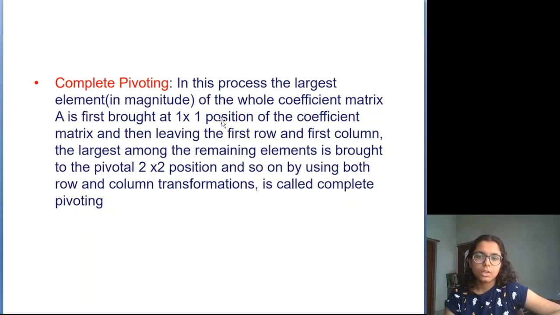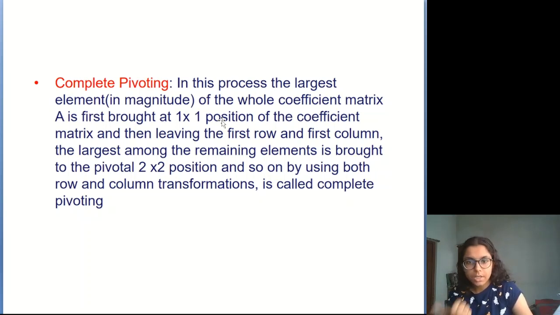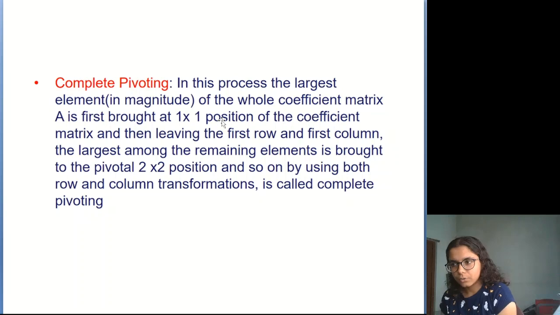Now, complete pivoting is when we have the largest element, we would just shift it to the 1x1 position of the coefficient matrix. After the largest element, we would take the second largest among all the remaining elements, and shift that second largest to the pivotal position 2x2, and so on. We would just use both row and column transformation to get the complete pivoting.